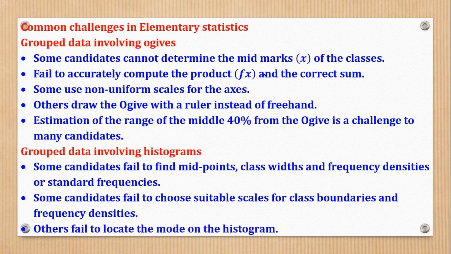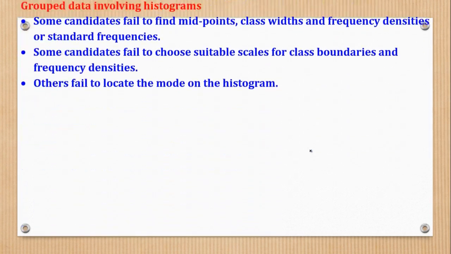Others cannot locate the mode. So some students have a formula which is very funny, a way of estimating the mode. What they do, they join this point to this point and this point to this point. That is never allowed. So follow the correct approach and you get the mode correctly.